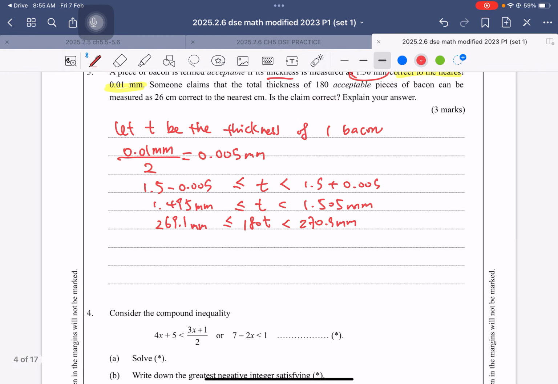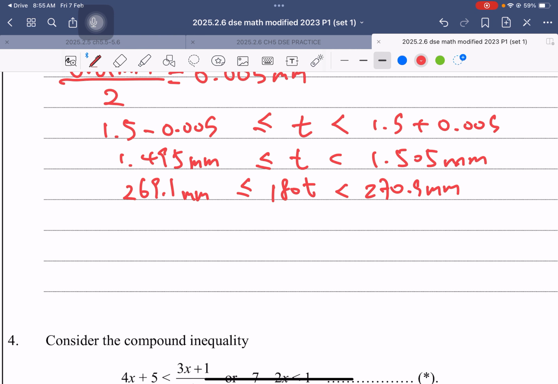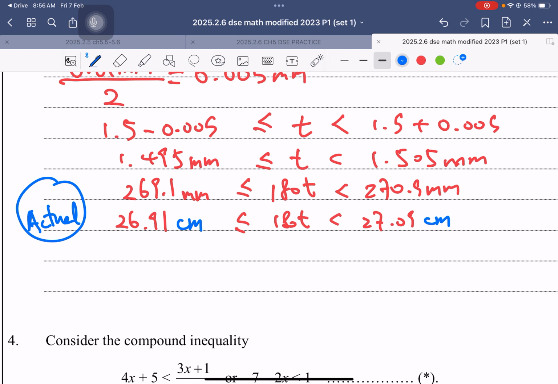And after that, I can check the question. They're saying this is to the cm, isn't it? Then to change the units, 1 cm is equal to how many mm? 10. So I need to divide or times 10. Divide. Divided by 10. So I have 26.91 smaller or equal to 180T smaller than 27.09. So the units now change to cm. So this is the actual, isn't it? The actual range that we have.